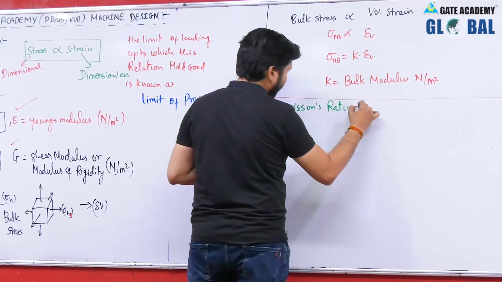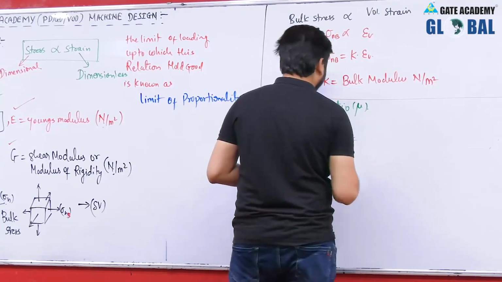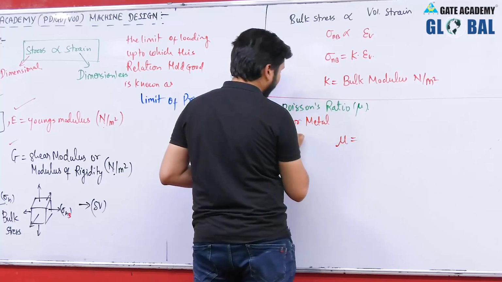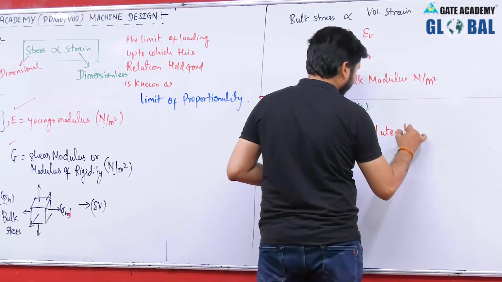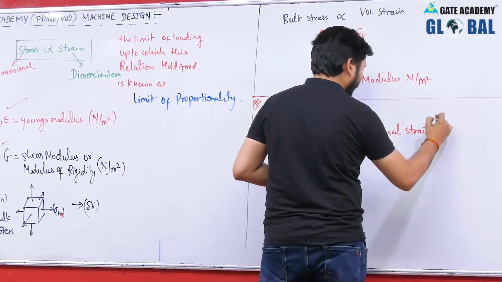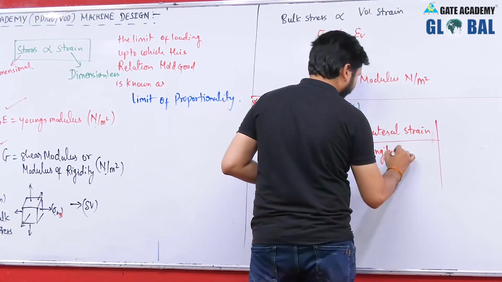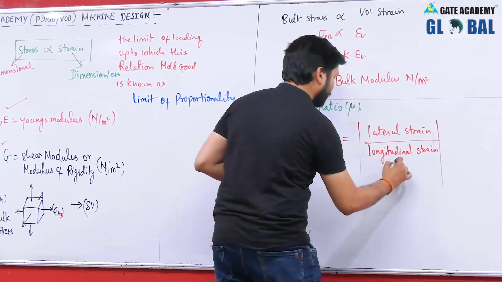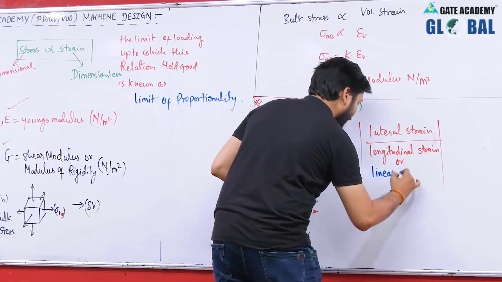It is represented by mu. For most metals, you will write mu as the modulus of lateral strain divided by the longitudinal strain, or you can also call it linear strain.